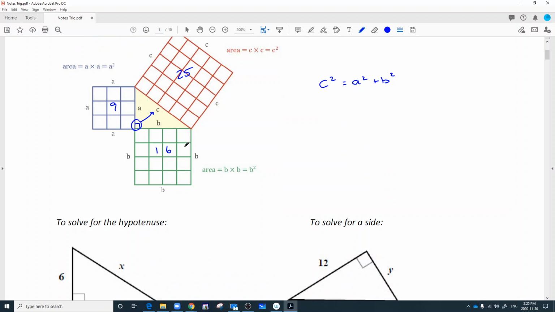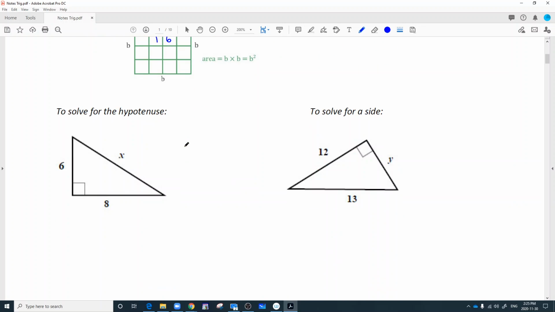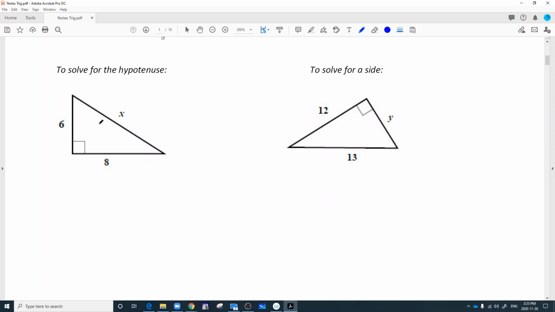So how do we use this? Well, you can use it one of 2 ways. You can use it to solve for the hypotenuse, or you can use it to solve for a side. If you're solving for the hypotenuse, squared, in this case x, because it's across from the 90, is equal to the sum of the squares of the other 2 sides. Sometimes these are called legs of a triangle. And then we just solve it. So we've got x squared is equal to 36 plus 64. X squared is equal to 100.